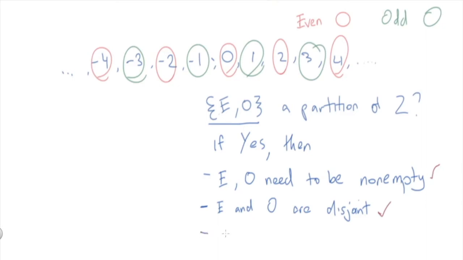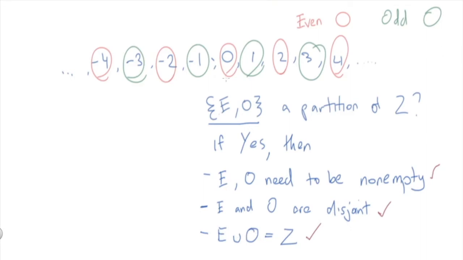Okay, and then the last thing is that if we take the union of the component sets making up the partition, it should equal the bigger set. So what this would mean is that the sets E and O completely exhaust the integers, right? There are no integers which are neither even nor odd. So no integers will fall outside one of these two sets. And that is true, right? There are no integers which are neither even nor odd.